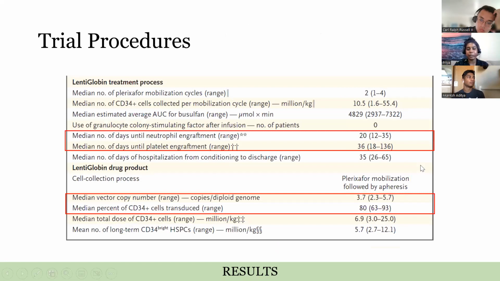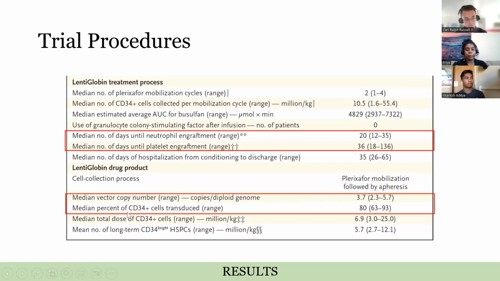And some other things to point out with this treatment process as well. They monitor whether the cells that they delivered to the patient have engrafted, which essentially means that they made it to the bone marrow and are expressing these healthy cells and not the sickled cells that were there before. They also monitor the vector copy number, which I mentioned, which is just how many copies or insertions are there in each cell. In this case, 3.7 was the median, which is great. It's not too high, but not too low.